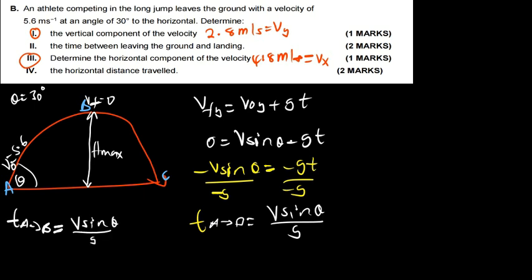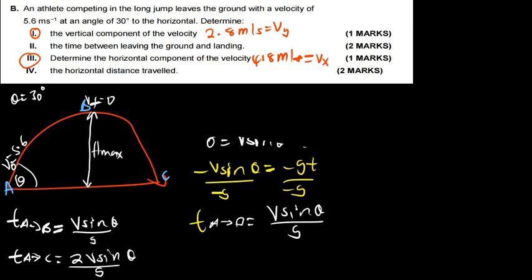Now, the time it takes from A to B is basically the same as the time it takes from B to C. Therefore, I can just multiply this formula by 2, and that's going to be the time from A to C. So then I'll say T from A to C is 2V sine theta divided by G. Simple, right? Now, how do we find the range?